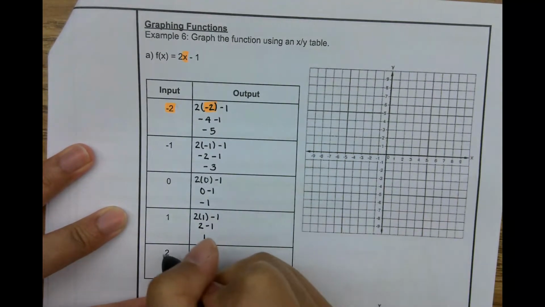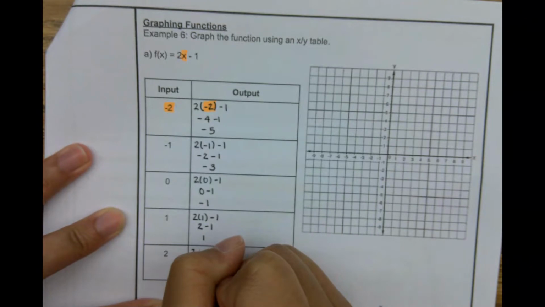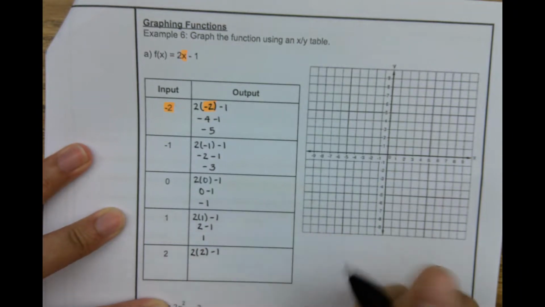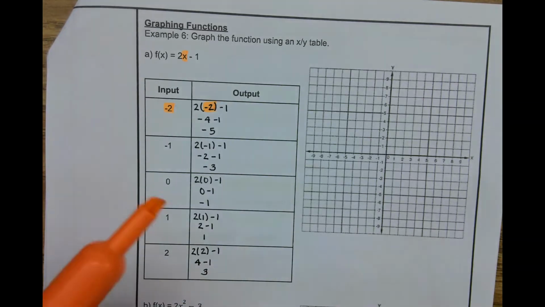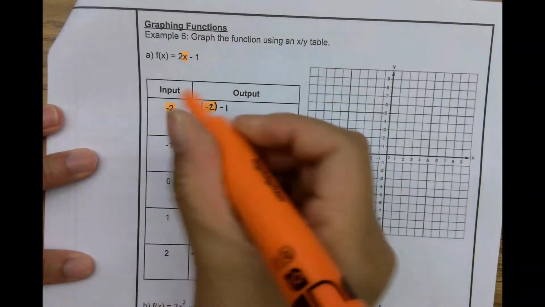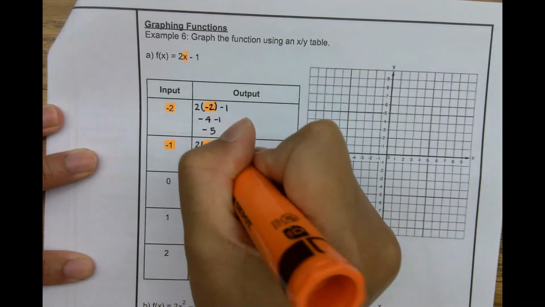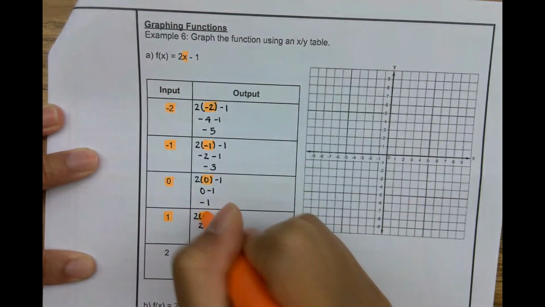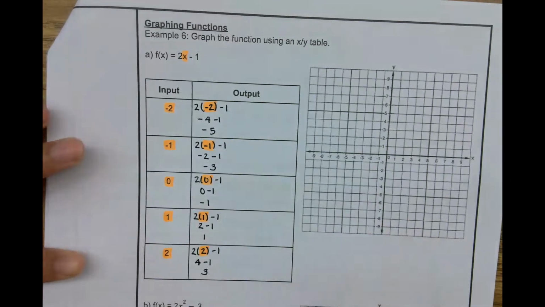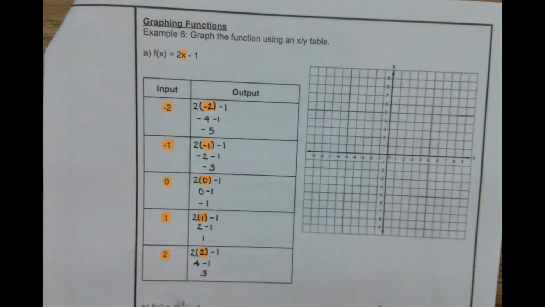Okay, and then the last one here, 2 times 2 minus 1. 2 times 2 is 4. 4 minus 1 is 3. Right, so all I did is I took each of these x values and plugged it in for where x was. Because x is my input. Okay. And then what I get out are y values.